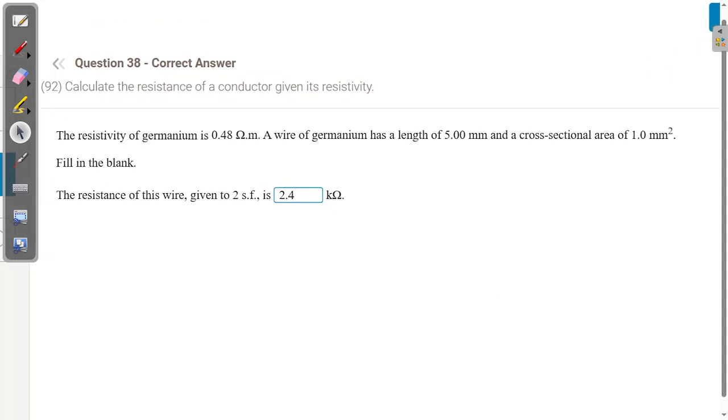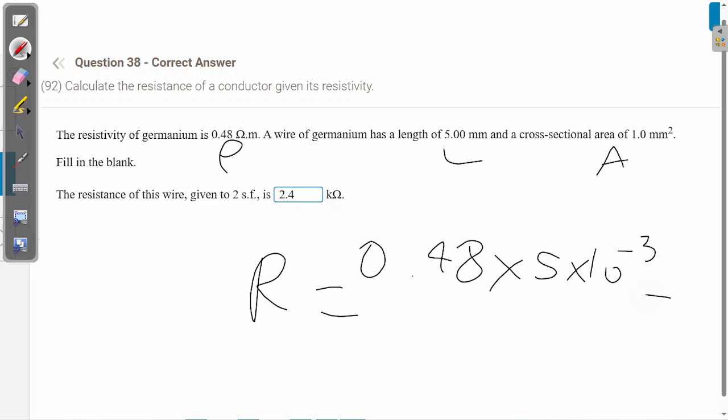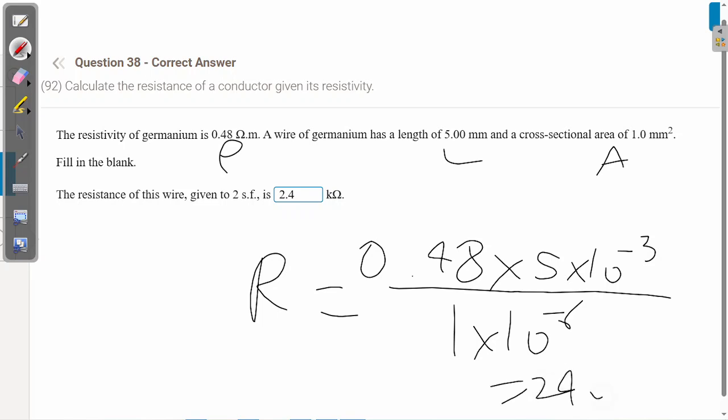Now they want the resistance of the wire given the resistivity, length, and cross-section area. So R is equal to 0.48 times the length, which is 5 times 10 to the negative 3, over 1 times 10 to the power negative 6. Again, I'm just converting the units to meters. So 0.48 times 5 times 10 to the 3. You get 2,400. In kilo, you divide by 1,000.